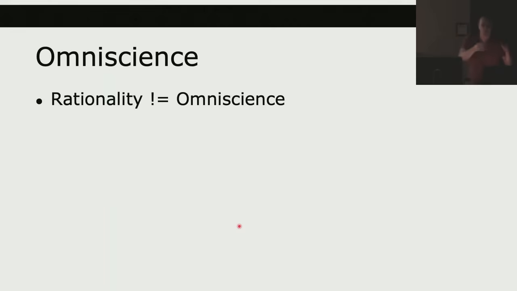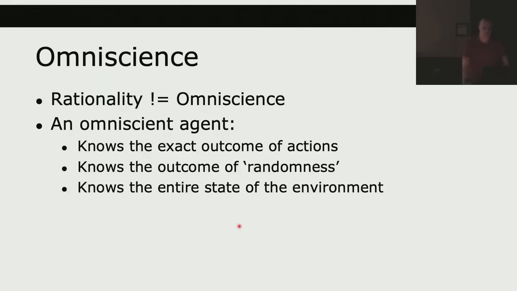They can see through things. They just have the complete, unrelenting state of the universe in their brain at all times. So an omniscient agent would know the outcome of actions. For example, okay, I have an example in a second. It would know the outcome of randomness, sometimes maybe you're rolling a dice or dealing a card. It would know the entire state of the environment.